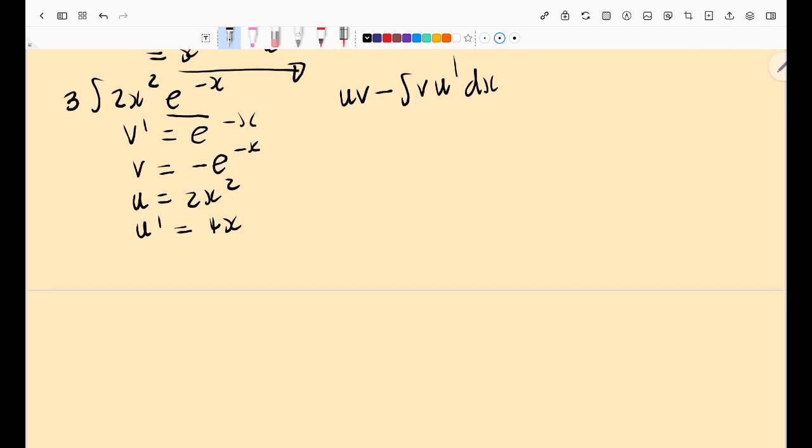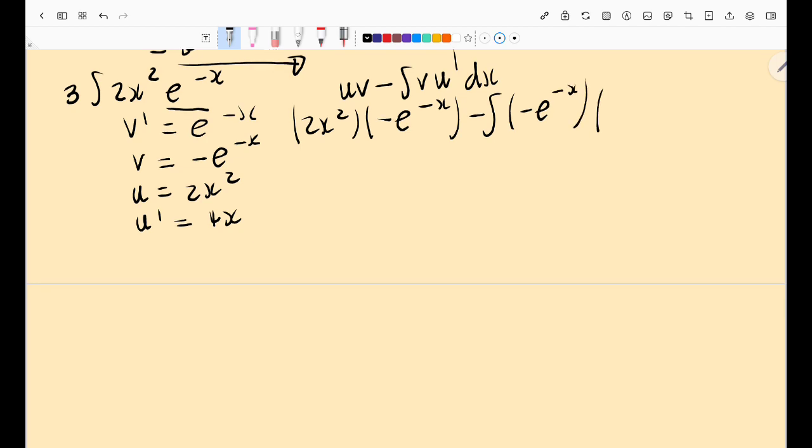Right, and then you substitute, guys. It's as easy as that. So if you're finding this hard, it must be easy to you by now. You just need to be careful that you do not substitute the wrong thing. The v is negative e to the power of negative x. The u1 is 4x. All right, dx.